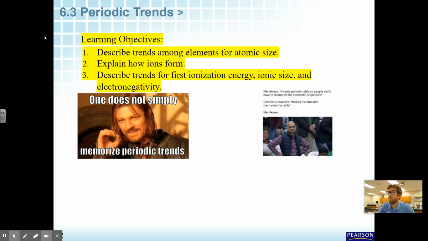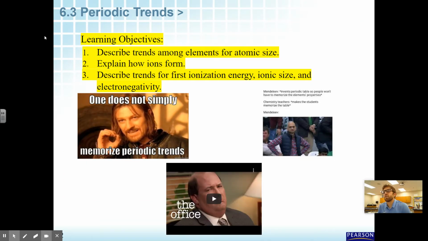So the four learning objectives, or sorry, three, can't count. The three learning objectives you need to write for this section are: first, to describe trends among elements for atomic size; second, to explain how ions form; and third, to describe trends for first ionization energy, ionic size, and electronegativity. So today we're going to talk about the first two, and the last one is what we will do tomorrow.